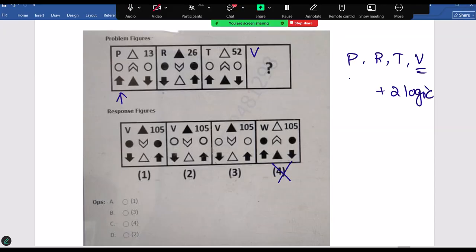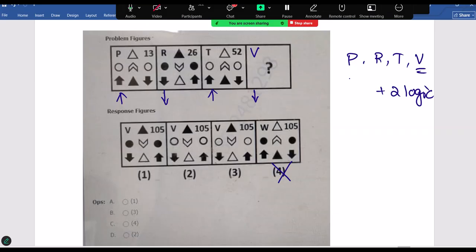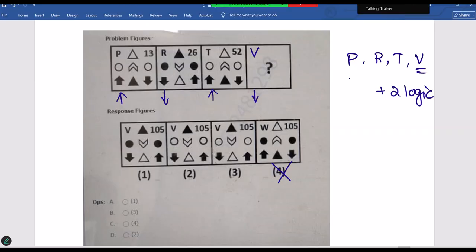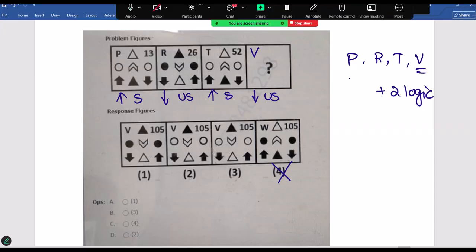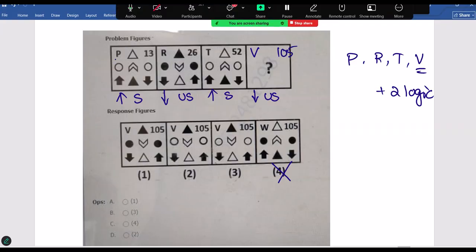Next one, upward, downward, upward, again downward direction. So every option in that fashion only. And this is shaded, unshaded, shaded, unshaded. So everywhere unshaded only. Now number also 105 fixed. Every option 105 only, right?